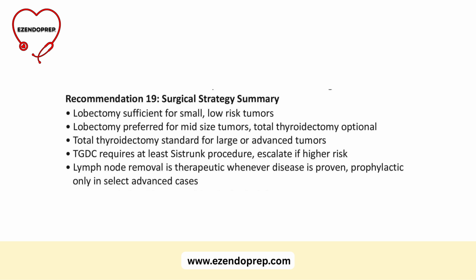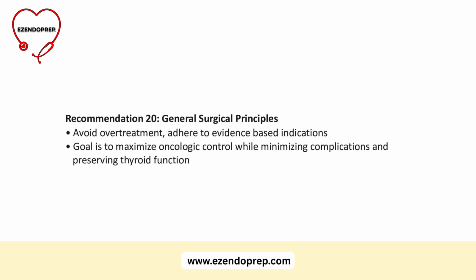Let me repeat the key points one more time so that they stick. Lobectomy is sufficient for small, low-risk tumors. Lobectomy is still preferred for mid-sized tumors, though total thyroidectomy is an option. Total thyroidectomy is standard for larger tumors or advanced disease. Thyroglossal duct carcinoma requires at least a Sistrunk procedure with escalation when risk is higher, and lymph node surgery should be prophylactic only in select advanced cases and therapeutic whenever disease is proven. Remember, in thyroid cancer, stick to the evidence and avoid overtreatment.